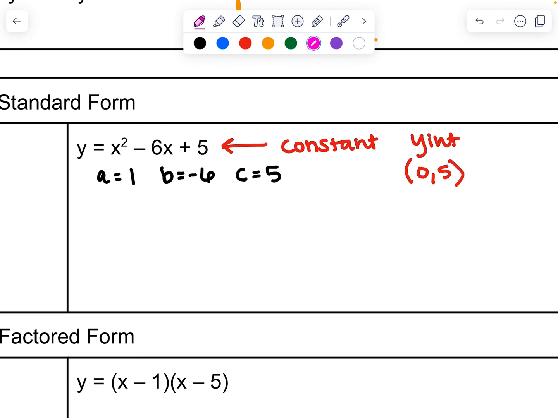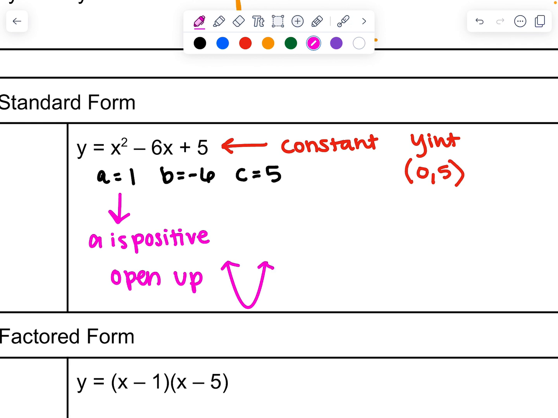The next thing we can know, hey, we know a. a is positive because it is a positive 1. So we know our graph is going to open up. It is going to be an open up parabola, meaning it has no maximum because it'll keep going up forever, but it does have a minimum. Our vertex is a minimum, is a key thing to keep in mind.